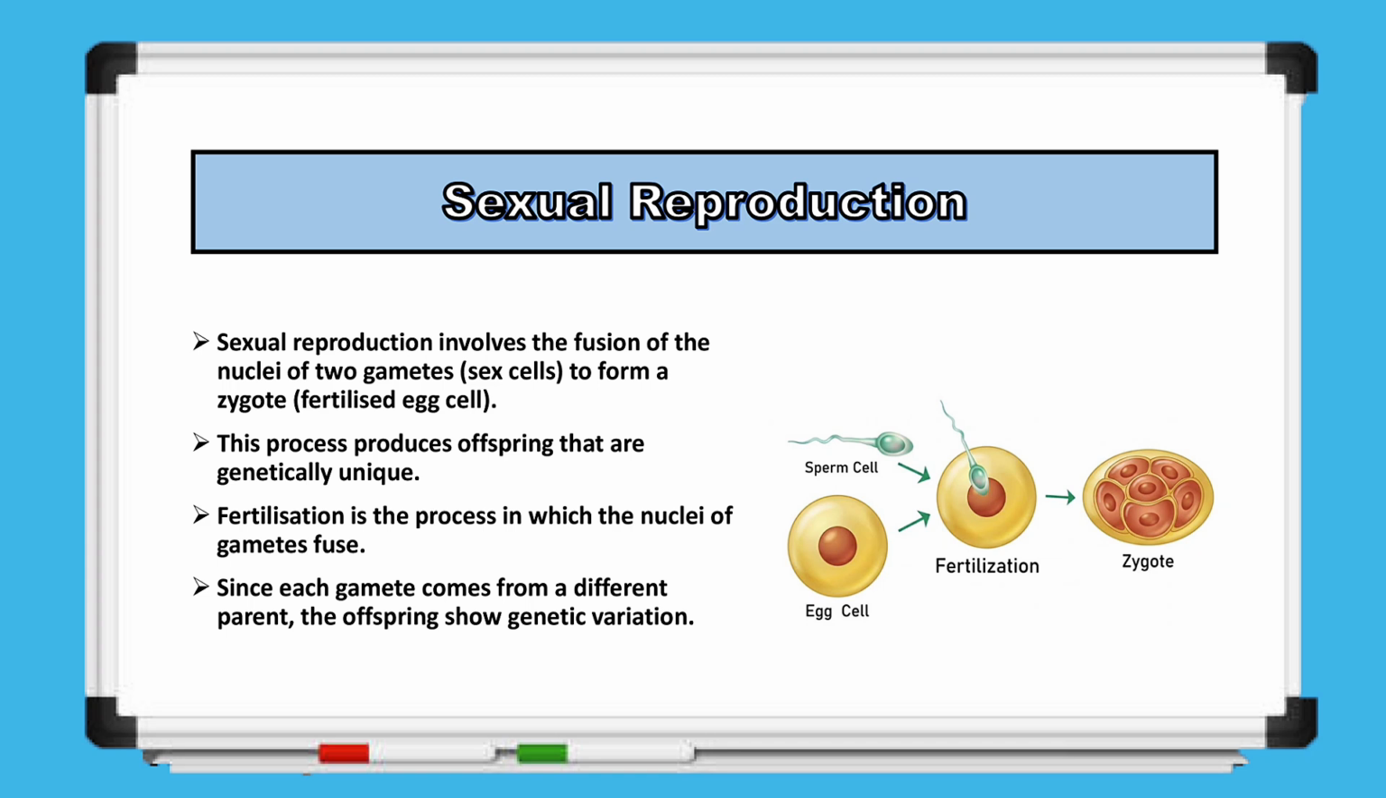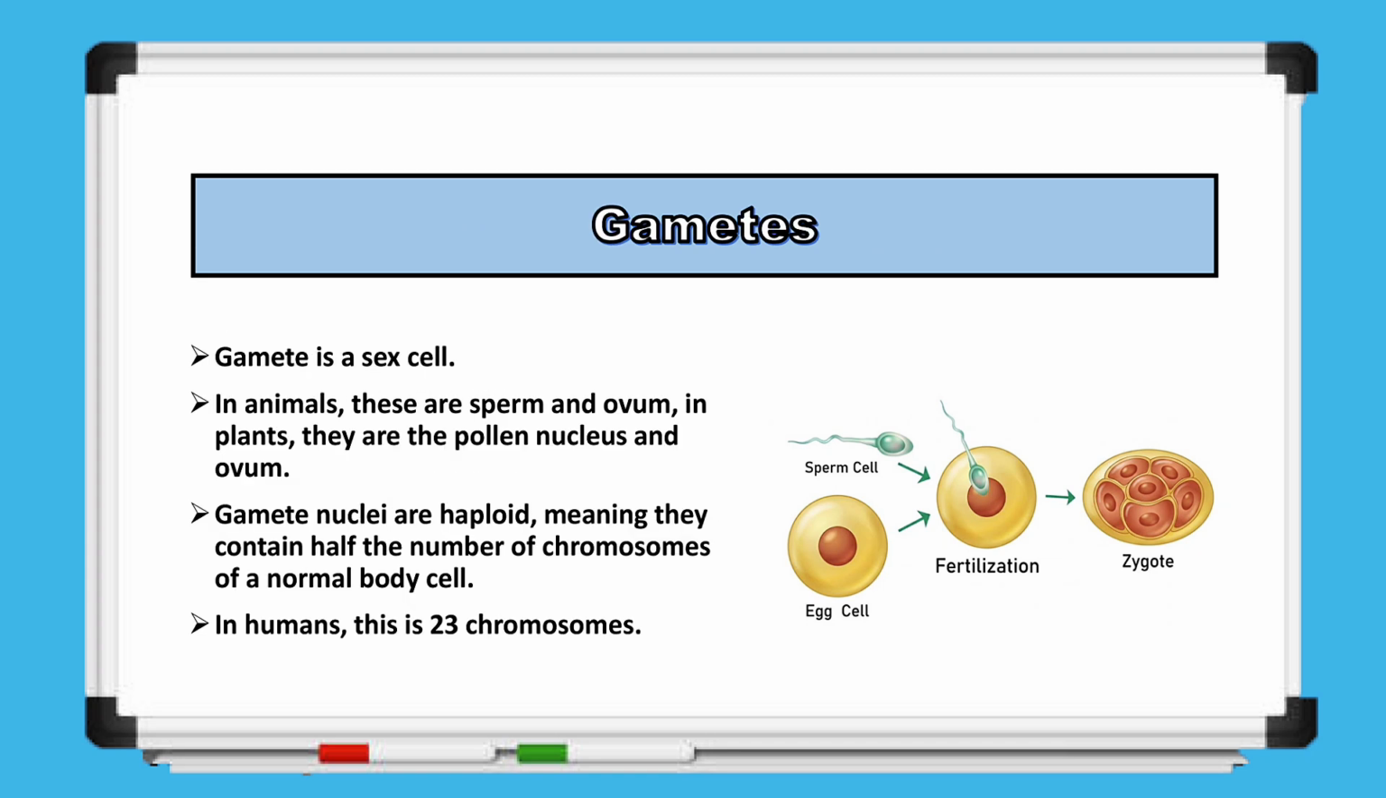Fertilization is the fusion of the gamete nuclei, and because each gamete comes from a different parent, the resulting offspring exhibit genetic variation. Just to recall, gametes are sex cells. In animals, they are sperm and ovum, while in plants they are the pollen nucleus and ovum. The nuclei of gametes are haploid, containing half the number of chromosomes found in normal body cells. In humans, this means each gamete has 23 chromosomes.